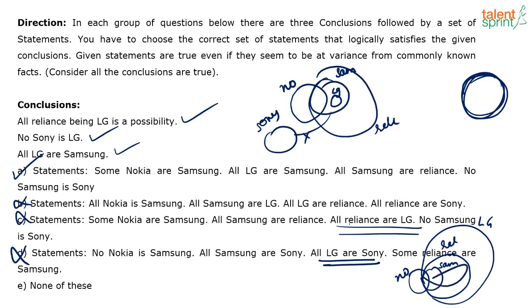You needn't draw this diagram at all. Directly by looking at this statement, all Reliance is LG is given in the statement itself, and in the conclusion they are saying all Reliance being LG is a possibility. No, it's not a possibility. It's something which is definite and you already know. So this conclusion is not true with respect to this given statement. So you can eliminate this also. So you will have to check only for option A. But do check for option A. Without checking, don't mark it as the answer because there is an option none of these here. Check if option A is true and then go to the next question.